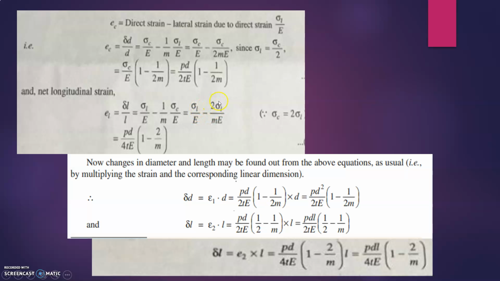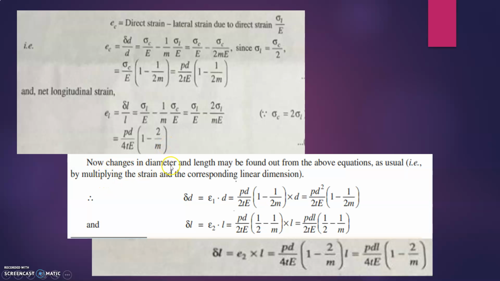Now this sigma c is actually circumferential stress, that is 2 times the longitudinal stress, divided by mE. Simplify, and you get longitudinal strain is equal to PD divided by 4tE into 1 minus 2 divided by m. This formula you have to remember.